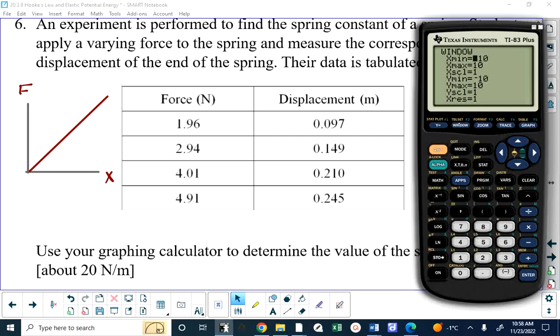What is my X? My X only goes up to about 0.25. So for X min, I'm going to start at 0 and I'll go up to 0.3. I want a little bit more room. For my Y, my biggest Y is a little bit less than 5. So for my Y's, my minimum Y will go from 0 to 6. Does anybody remember what the scale does? X scale, Y scale?